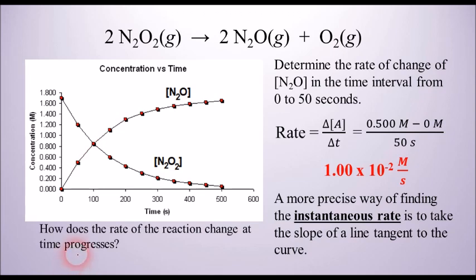So here's a question. How does the rate of this reaction change as time progresses? Hopefully you can look at this and see that the rate starts out at a high level. The slope is pretty high, either positive or negative in this case, but then it tapers off and gets slower as the reaction progresses.